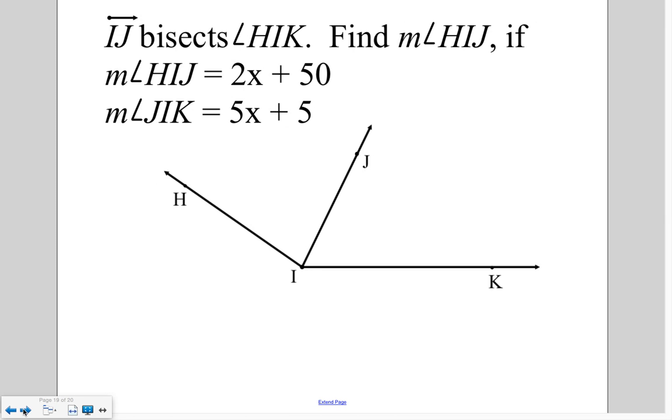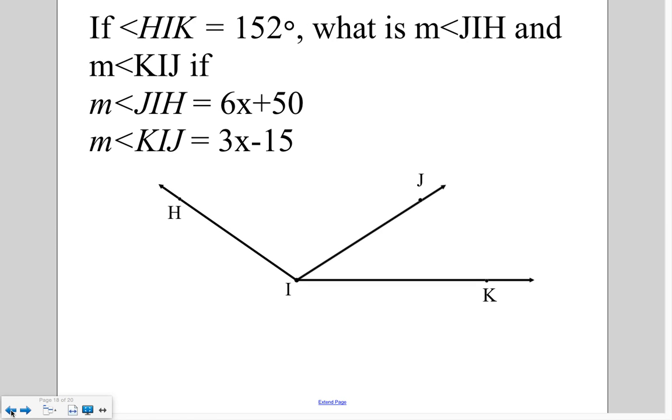Let's see, I think we got a couple slides to go. All right. So here we've got, if HIK equals 152 degrees, so the full angle is 152 degrees, what is the measure of angle JIH and KIJ? Pause the video and give this one a try.